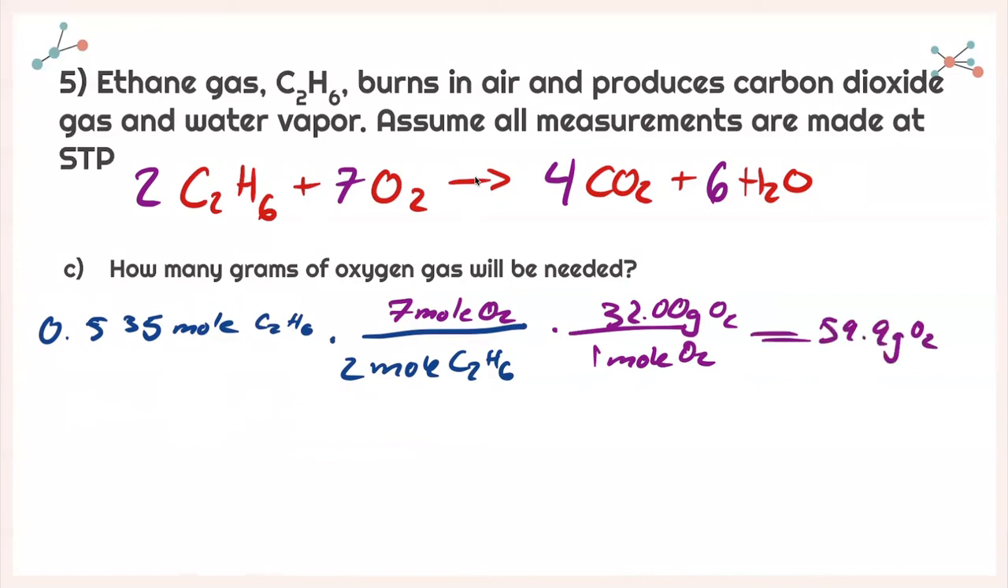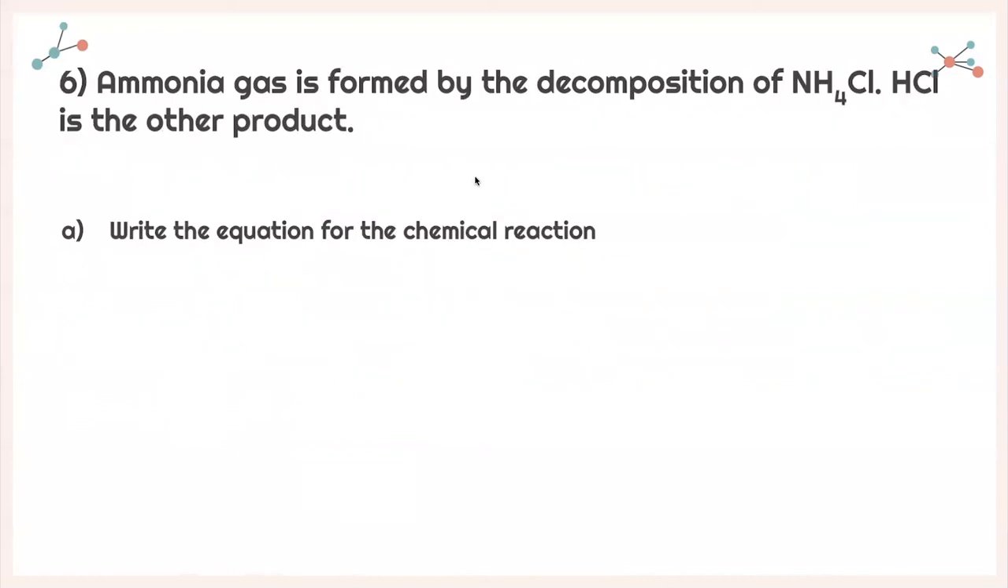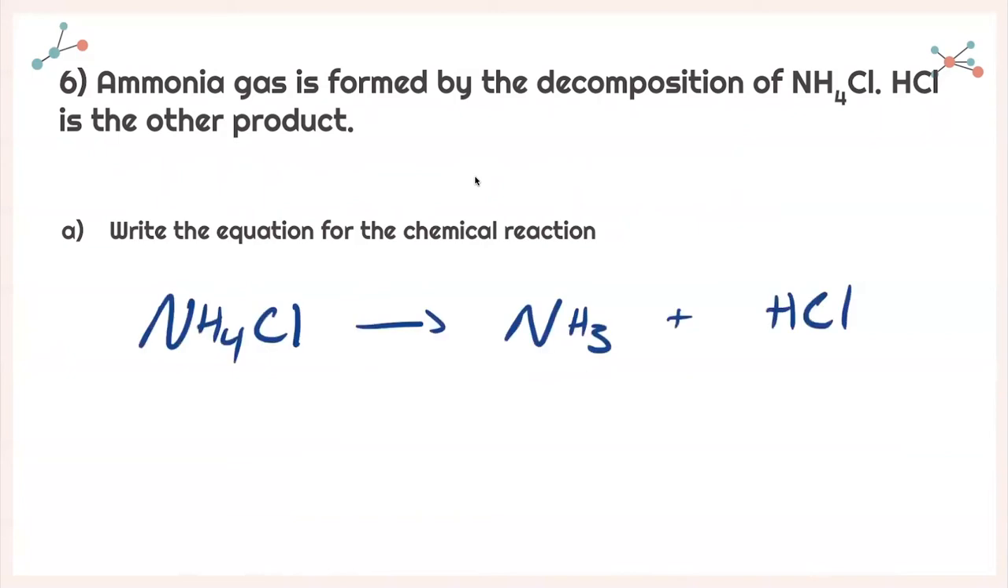For 6, it says ammonia gas is formed by the decomposition of ammonium chloride. Hydrochloric acid is the other product. A, write the equation for the chemical reaction. And looking at my problem, it tells me that ammonium chloride will decompose into ammonia and hydrochloric acid. Again, I don't have any coefficients, so I have to balance it on my own. And looking at it, it looks like it's already balanced. So while you don't have to add the ones, it might help you in the future.